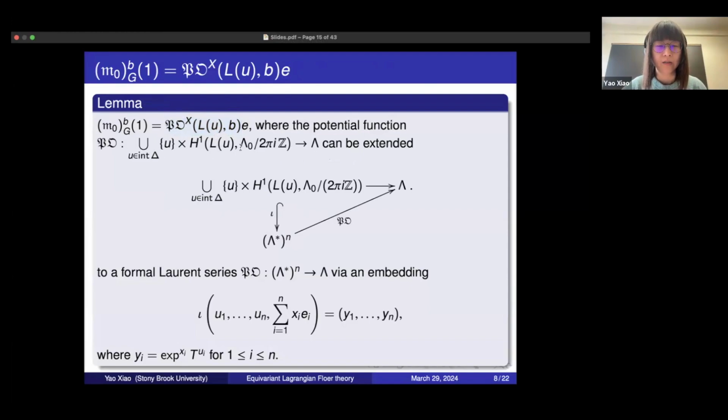So potential function is a... e to the power of 1 with equal Maslov 2, right? Yes.